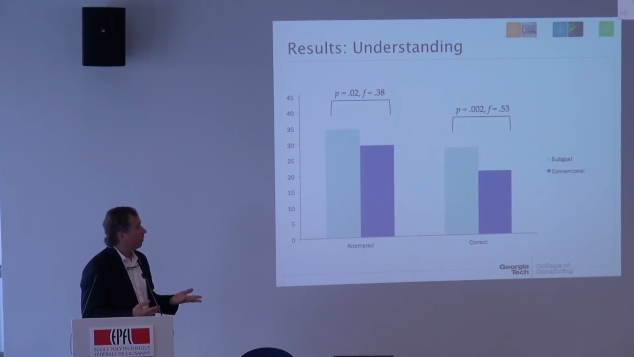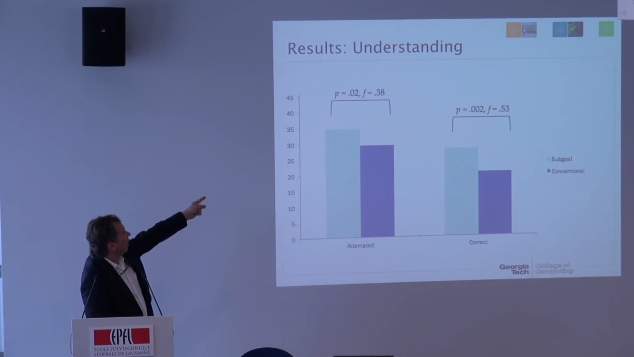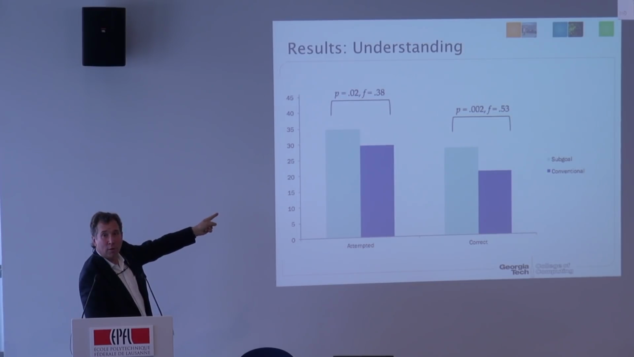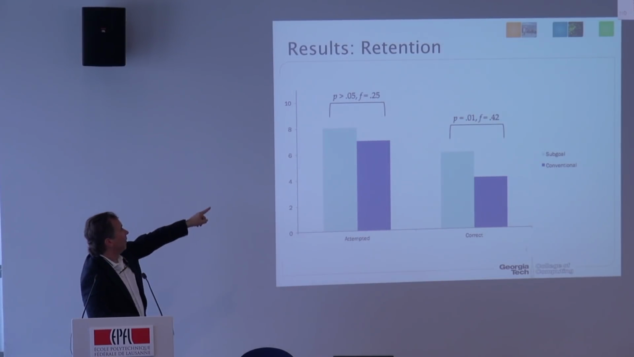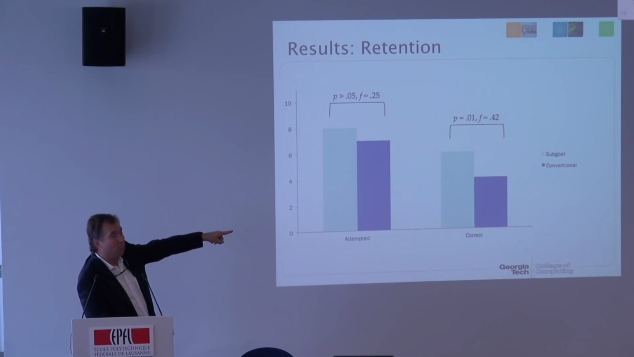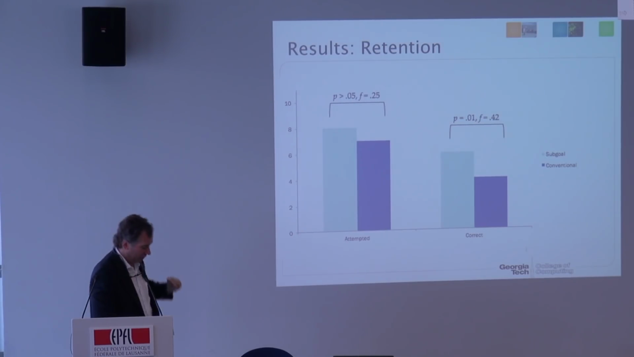Immediately afterward, the people who got sub-goal labels attempt more steps and get more steps correct. They learned more just from that little bit of change. One week later, they attempt more steps, which is not statistically significantly different, but they get more correct. A week later, they remember more just because they had those little tiny bits of sub-goal labels in them.